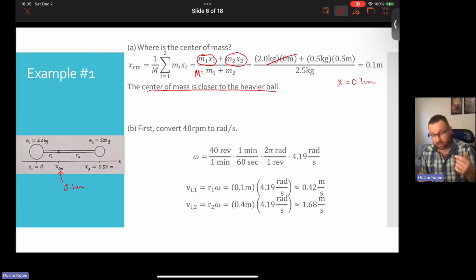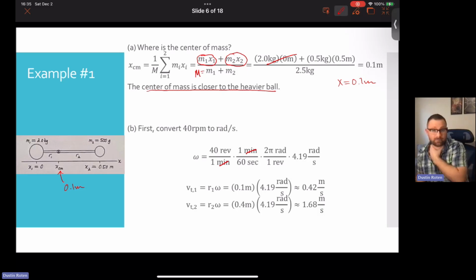Okay, so that's 40 RPM, which would be revolutions per minute. Now I just need to do my appropriate unit conversions to get this to radians per second. So it looks like there's 1 minute and 60 seconds, so that's going to get rid of our minutes, leaving us with seconds. That's what we wanted.